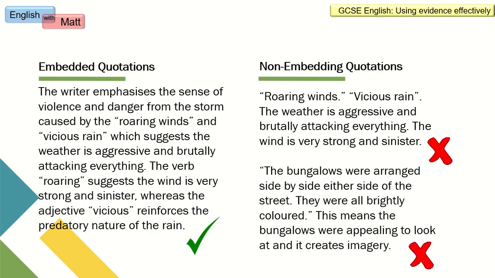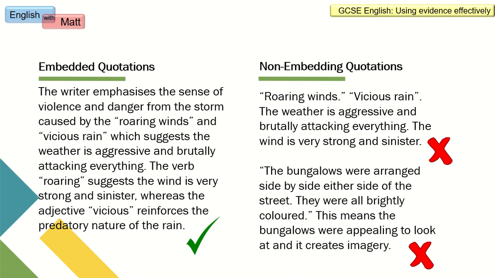So talking about embedded quotes, what we mean by embedded quotations is that the quotation or the evidence that you are using flows within your existing sentence. So you can see on the left-hand side here, the phrases roaring winds and vicious rain flow within the sentence that I've written around it. The sentence doesn't stop for me to quote.